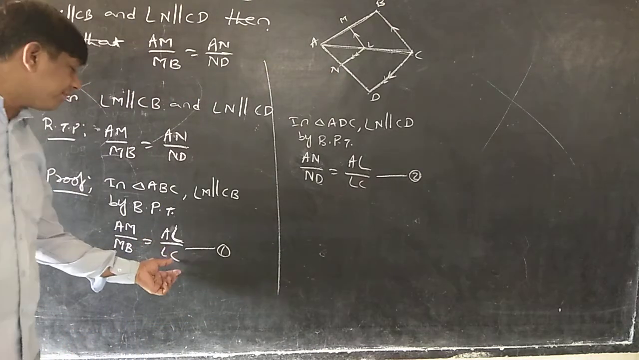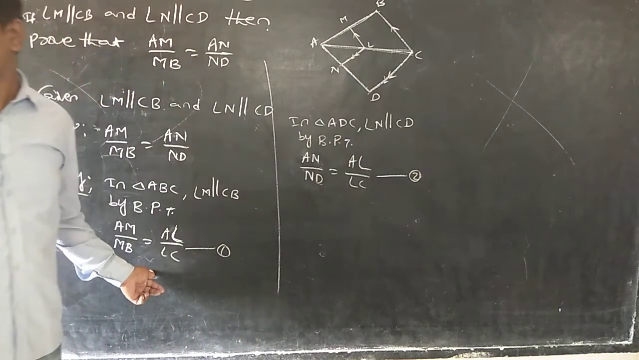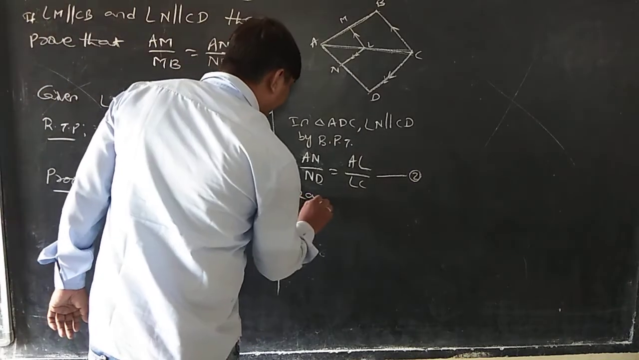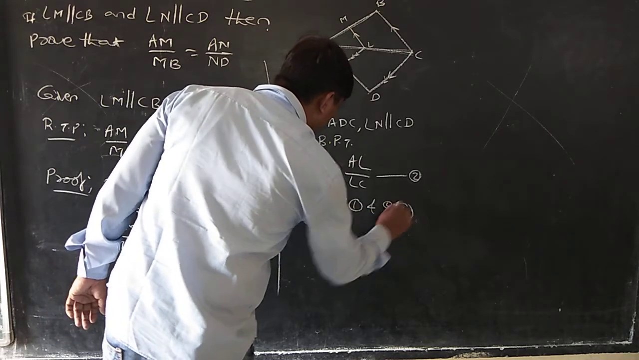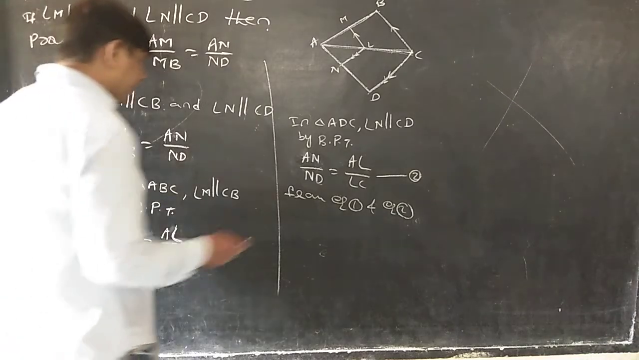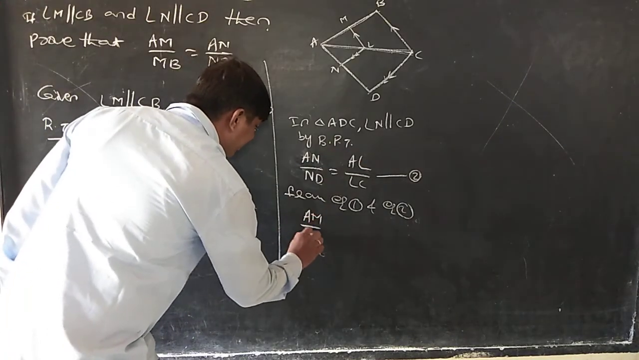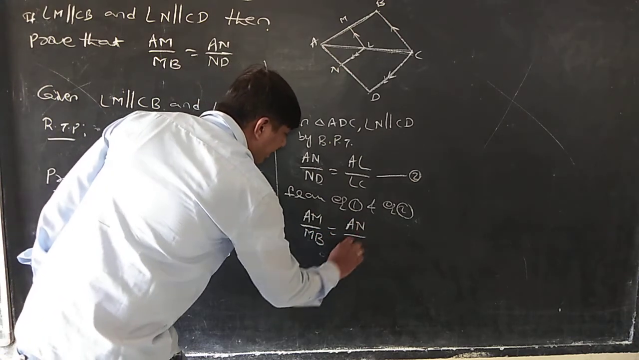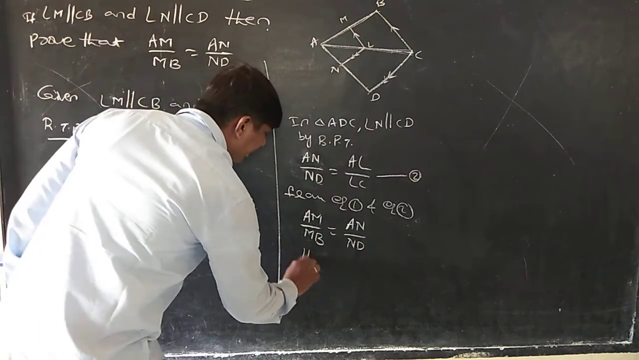Now in equation 1 and equation 2, AL by LC is common. So from equation 1 and equation 2, AL by LC is common, so AM by MB is equal to AN by ND.